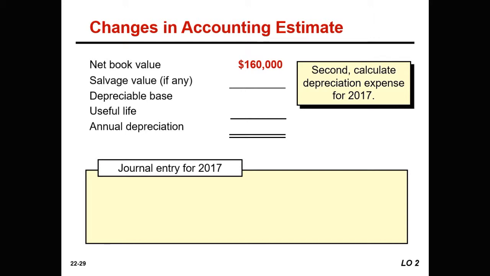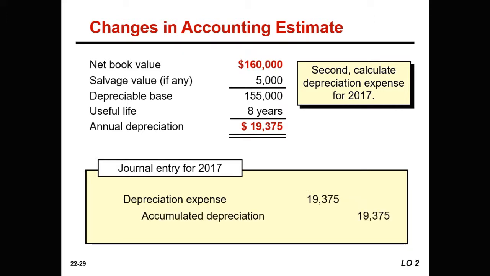With a net book value of $160,000 and a salvage value of $5,000, that gives us a depreciable base for the remaining economic life of the asset of $155,000. What is left is 8 years. This gives us a new annual depreciation amount of $19,375. That would be the amount we would post to our depreciation expense and our accumulated depreciation.